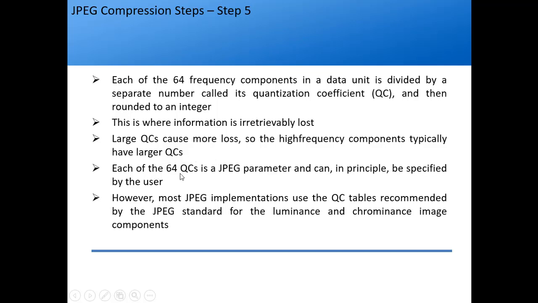So each of the 64 QCs is a JPEG parameter and can in principle be specified by the user. What does this mean? QC stands for quantization coefficient. There is a quantization table which I talked about in the last lecture. It can be taken by the user, or it can be taken from the JPEG group which has given a standard table. However, most JPEG implementations use the QC tables recommended by the JPEG standard for the luminance and chrominance image components, which are provided by the JPEG group.